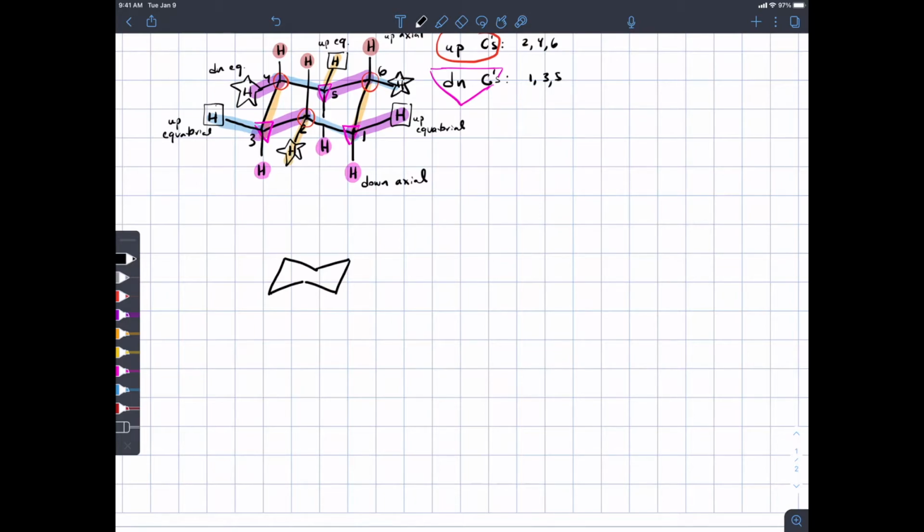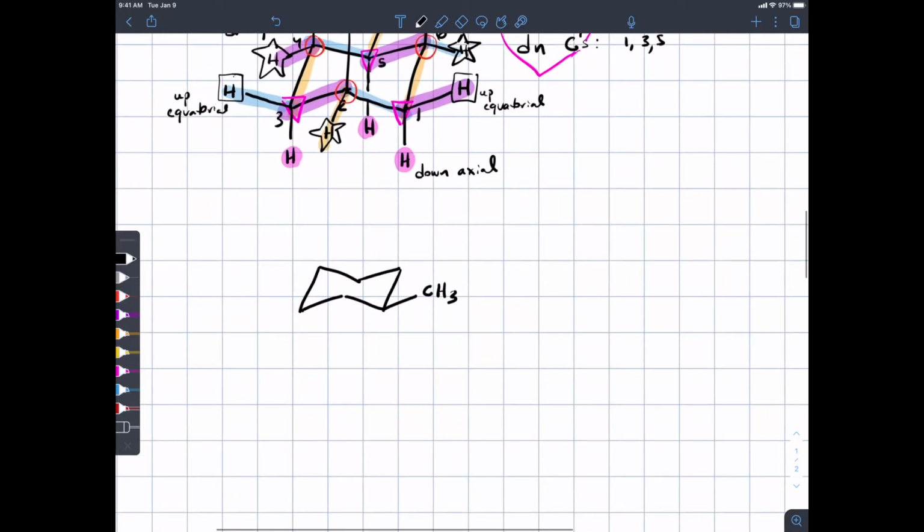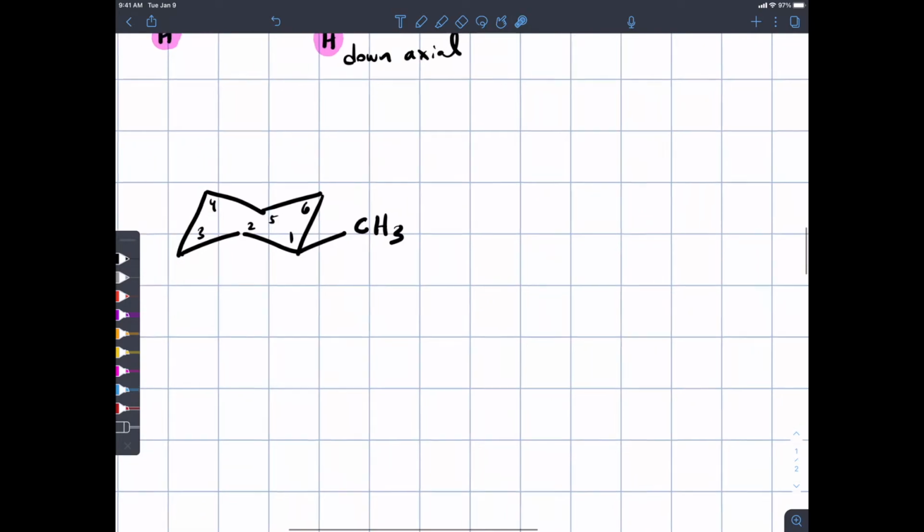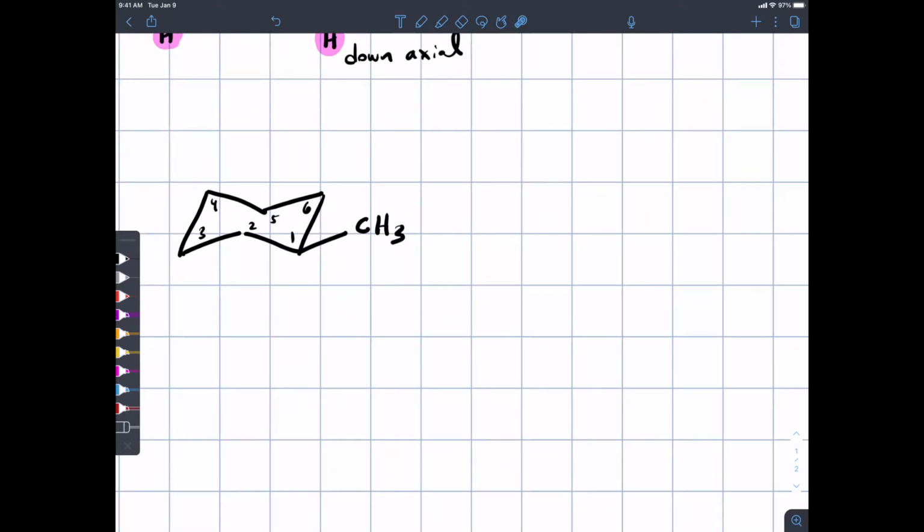So you'll get it. Let's put the methyl group at an up equatorial position, and we'll continue to label the carbons 1, 2, 3, 4, 5, and 6. Again, carbons 1, 3, and 5 are down carbons. Carbons 2, 4, and 6 are up carbons. All right, so we now have the methyl group at an equatorial position, and we could fill in the other carbon-hydrogen bonds. We don't have to, they're implied, but we could.